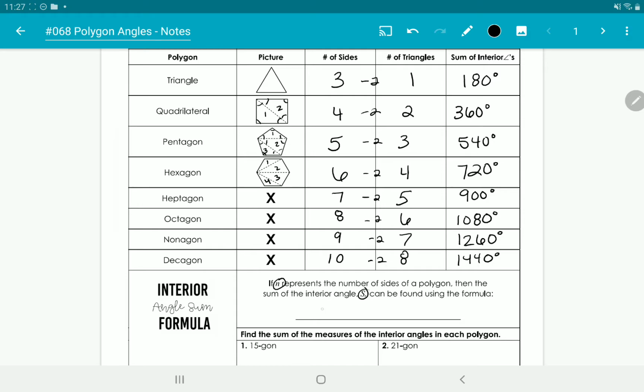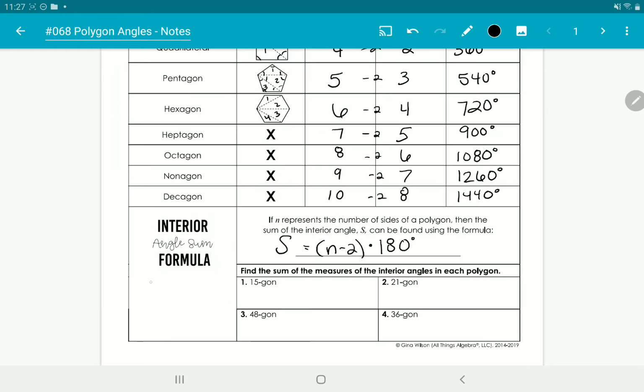Okay? So we'll do n minus 2. That's how many triangles. Number of sides minus 2 is the number of triangles. And then in order to determine the degrees on the inside, you multiply that by 180. So that's going to be the sum of the interior angles. N is the number of sides. So again, n is the number of sides.